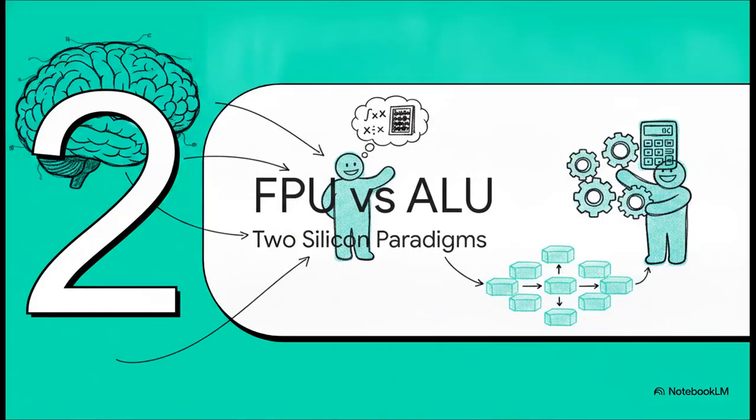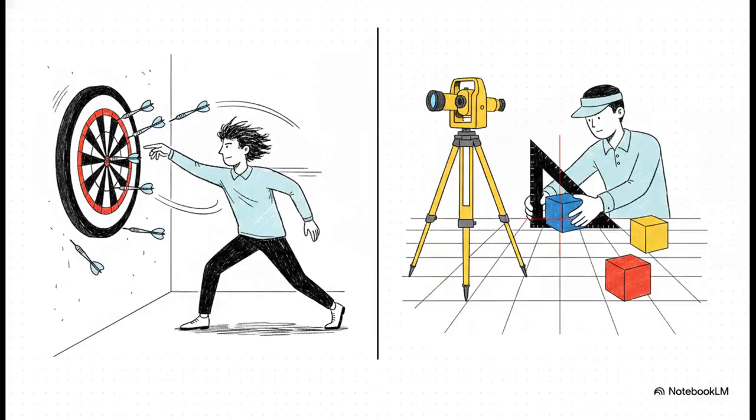Moving on to Section 2, FPU gambler versus ALU surveyor, two paradigms of silicon processing. To truly understand why this EVM math wall is such a huge problem, you kind of have to personify the hardware a bit. Think of the computer's physical brain as having two very distinct personalities. On one side, you have the floating point unit, or the FPU gambler. It's incredibly fast, sure, but it relies on spatial approximation. It's basically throwing darts at a board, relying on lossy, probabilistic guesswork, and it is fundamentally non-deterministic.